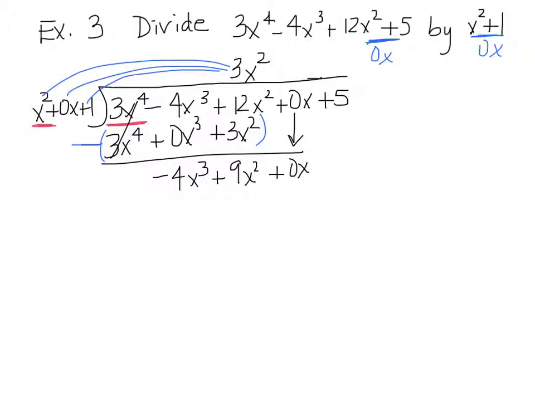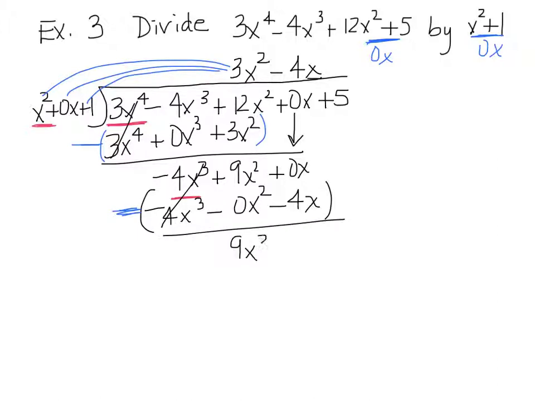And you start over again. X squared into negative 4x cubed would be negative 4x. So distributing, we get negative 4x cubed minus 0x squared minus 4x. And then I'm going to subtract. That's going. That'll give us 9x squared. 0 minus negative 4 would be plus 4x. Then I bring down the next term.